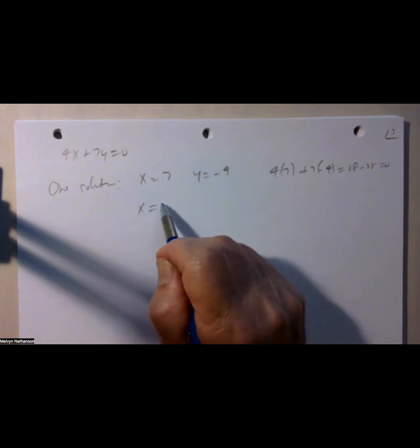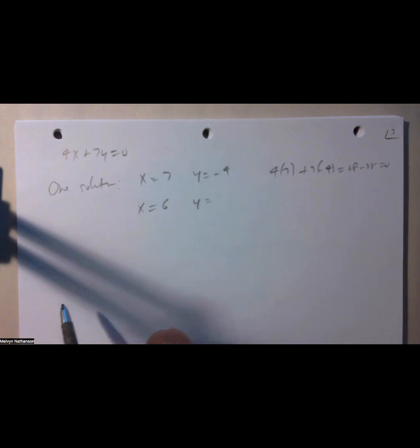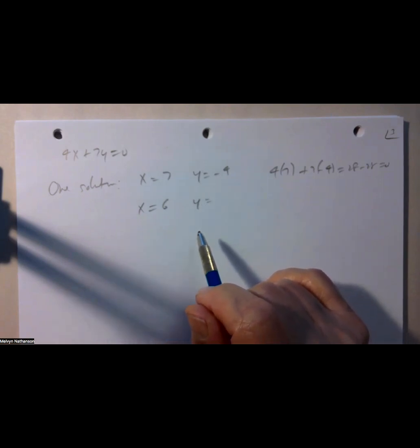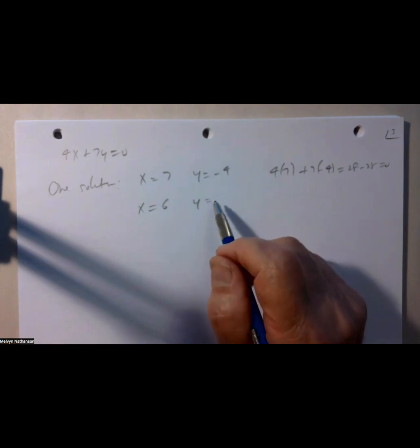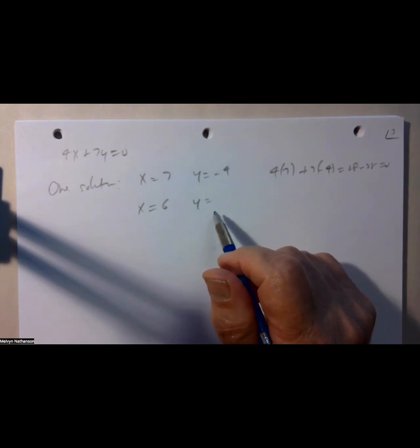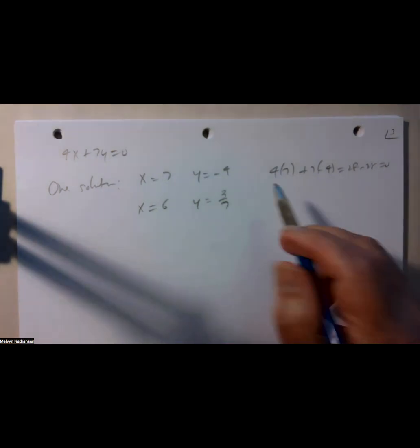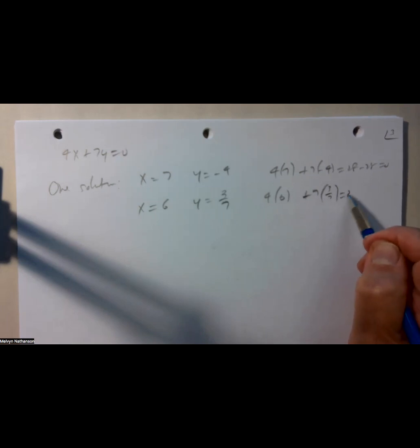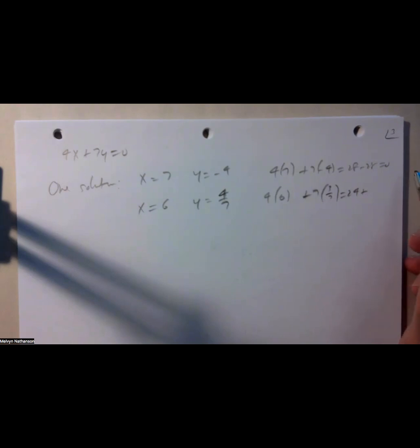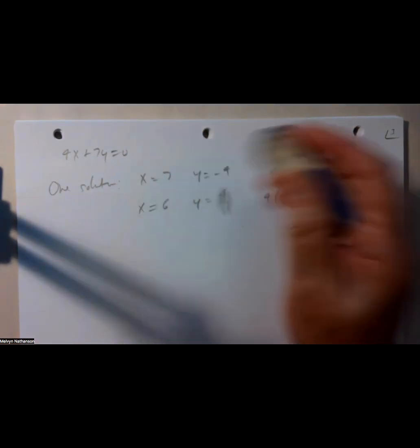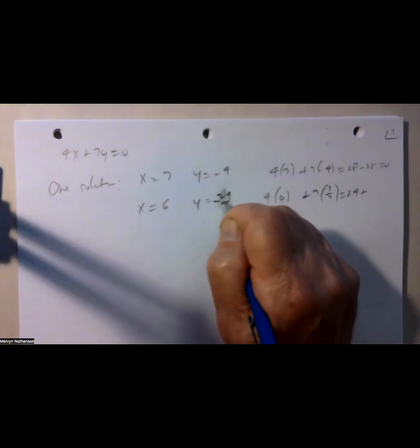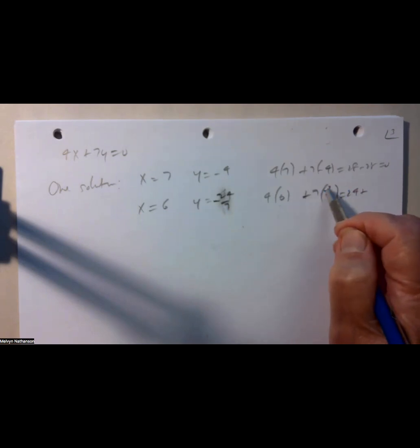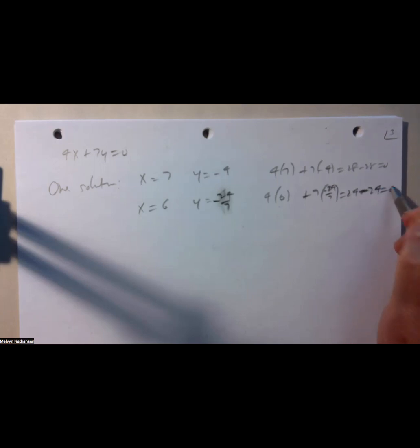Another solution is x equals 6 and y equals minus 24 over 7. Sorry, I wrote the wrong equation at first. Because 4 times 6 plus 7 times minus 24 over 7 is 24 minus 24, which is 0.